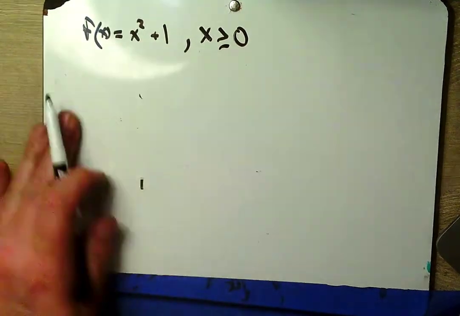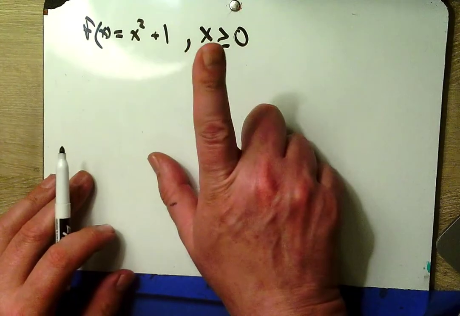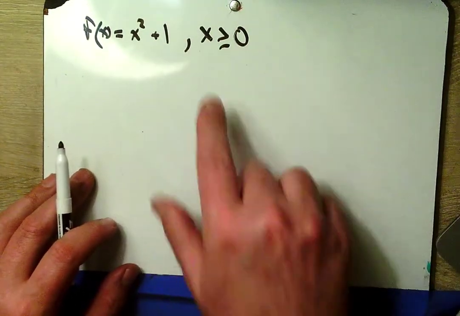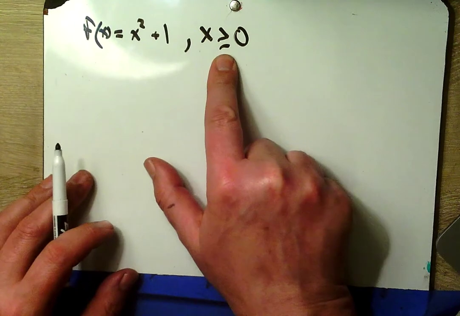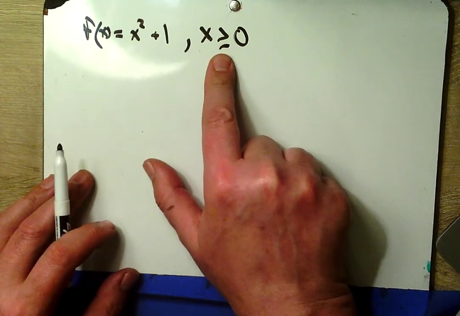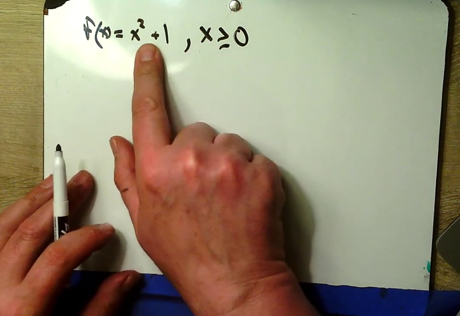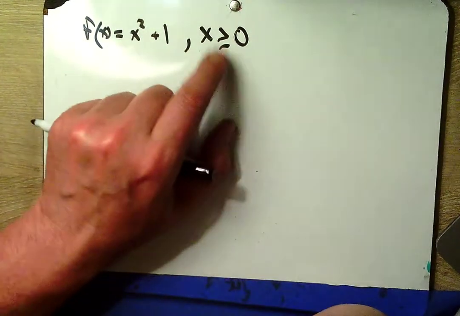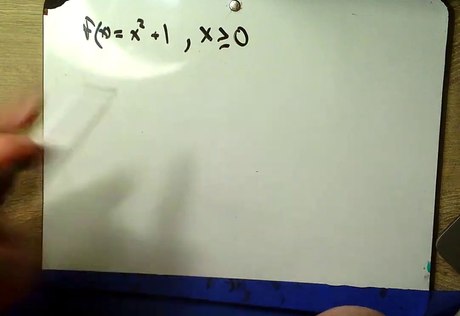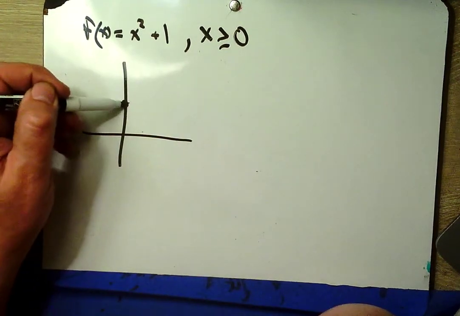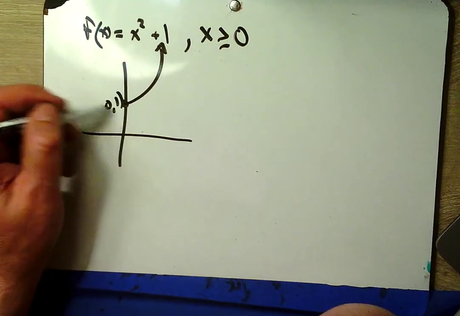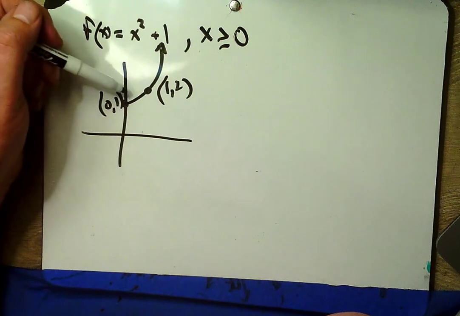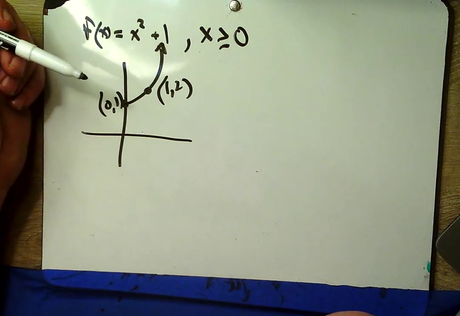Now, I don't think you and I are going to be asking you to do this restriction. But I want you to know, when you see this restriction, it is there to allow you to make an inverse of this. Okay? Now, how do we do that? What are we talking about here? Well, graphically, we're talking about this. 0, 1, 1, 2. That's our original function.